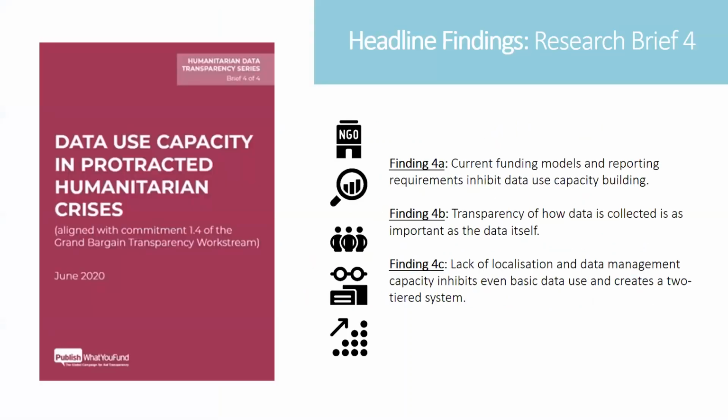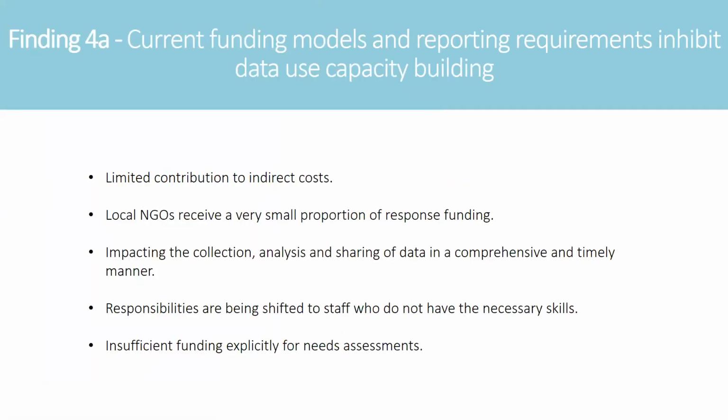So now we move on to our last of our 4 reports. So report 4, which is around looking at data capacity. We have 3 key findings for this report. Our first finding, 4A, states that current funding models and reporting requirements are inhibiting data use capacity on the ground. So, as you all know, humanitarian funding cycles are often short and short-term and project-based. What work is being done to make funding more flexible, particularly through Grand Bargain work streams 7 and 8, is unlikely to change this in the immediate future.